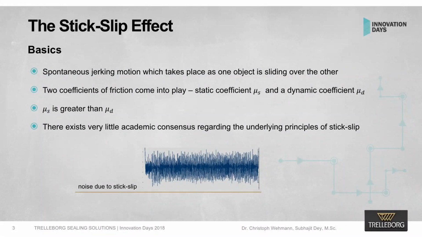So, coming to the basics. At the end, it's all about the changing of the movement. It's motion and stop, stick and slip. We have at least two important coefficients of friction which come into play: the static coefficient and the dynamic coefficient. The static one, μs, is bigger than the dynamic one. And which Christoph will explain much better later on from the academic side, there's no clear idea on understanding the principle of stick slip.